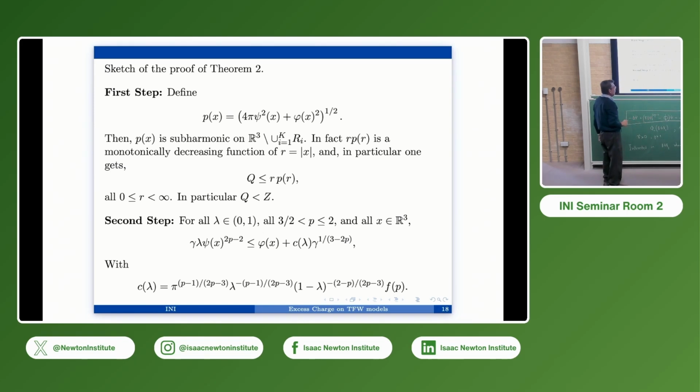So that's the starting point. That's a different proof of what I told you, that Q is less than C everywhere. And now you use the definition of p, and then by using comparison theorems, the equation for psi and the equation for phi, you can prove this pointwise estimate of psi in terms of phi.